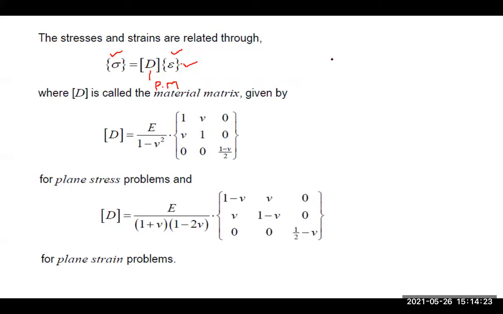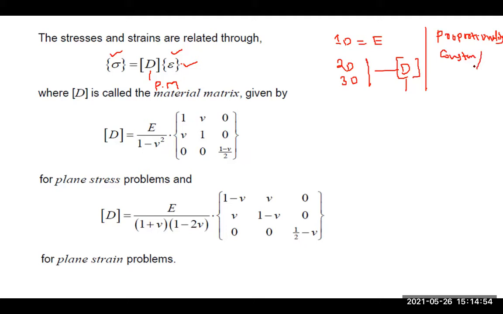For a one-dimensional member, we call this proportionality constant the Young's modulus E. But for two-dimensional as well as three-dimensional members, we call it the D matrix. Both E as well as D are called proportionality constants, or we can say they are called material properties.